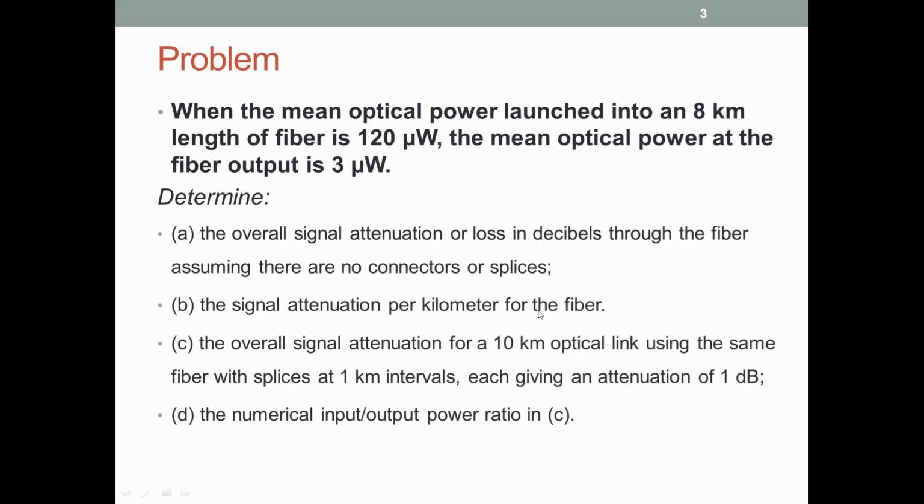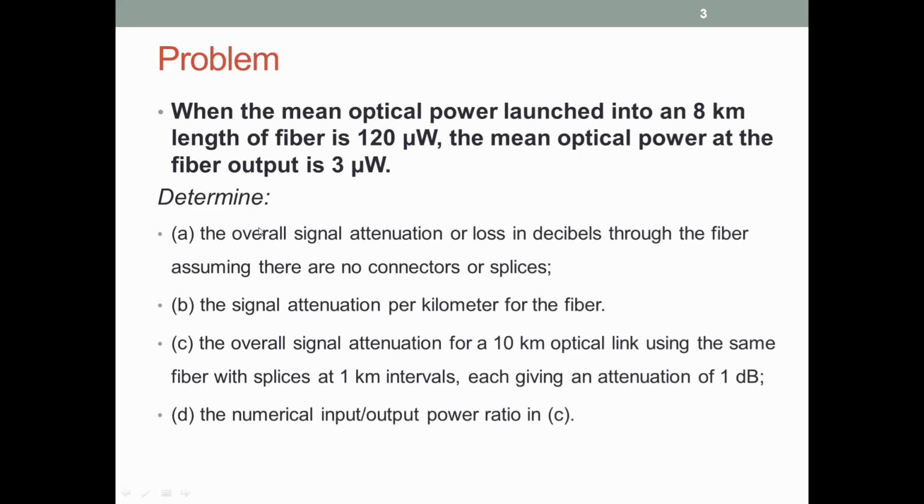So this is one problem you need to remember. This problem is needed to understand how the optical power is calculated. When the mean optical power launched into an 8 kilometer length of fiber is 120 microwatts, the mean optical power at the fiber output is 3 microwatts. So the input power is 120, output power is 3. So quite a degradation which is happening here.